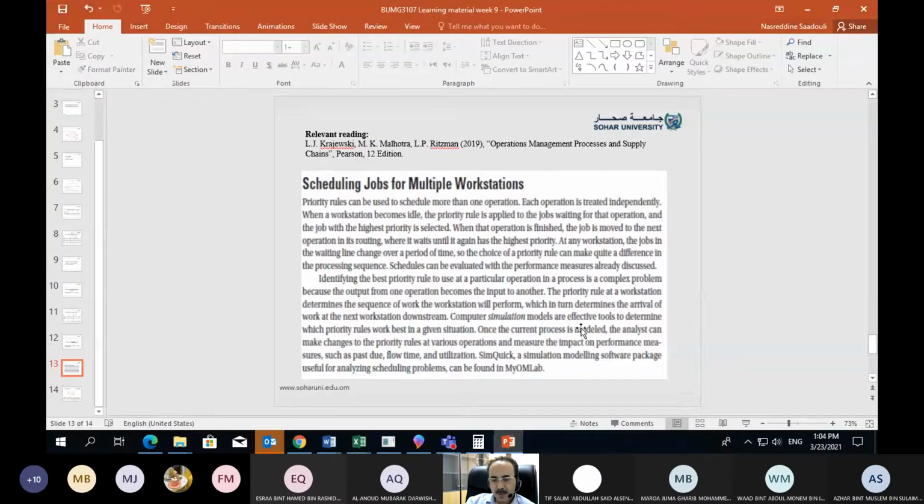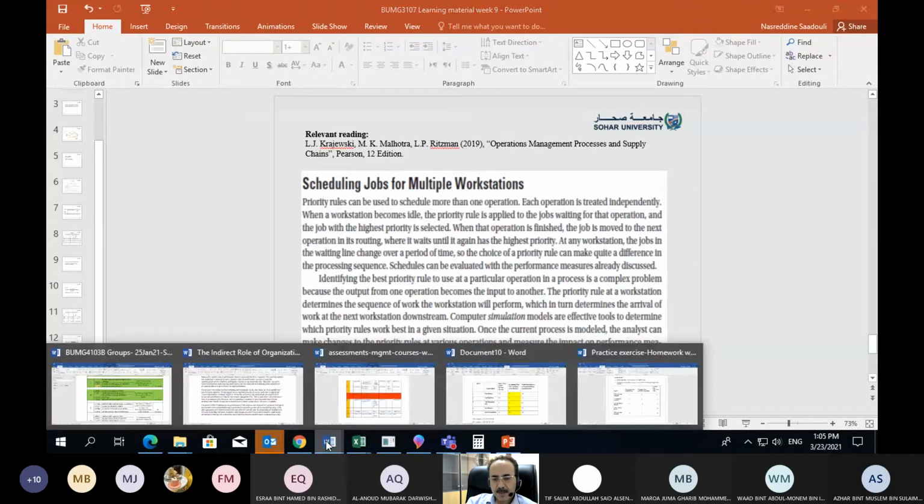So simulations, once again, we talked about simulations before, but they can be very helpful in the context of scheduling jobs when I have multiple workstations, because the problem is more complex and it cannot, in most cases, be modeled precisely in a complete manner. So the alternative is simulations. That's the point that I wanted to make before we look at the practice exercise.